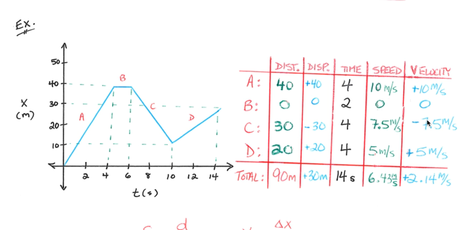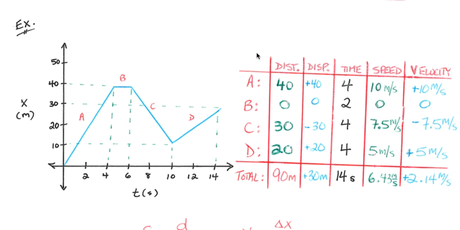I'm not going to continue to repeat the calculations, but hopefully you're seeing that the distance over the time gives me speed, displacement over time gives me velocity. Finally, again, I can't just average everything. I have to take my total displacement, which is 30, divided by my total time, and I'll find that my velocity was a positive 2.14 meters per second, which was 2.14 meters per second away from where I started.